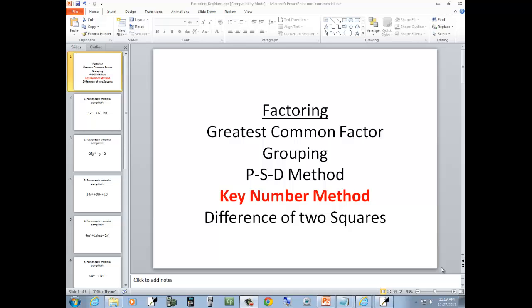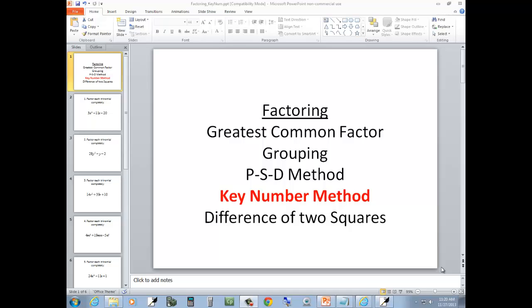PSD is 3 terms, a trinomial of the form x squared plus bx plus c. The important part there is you've got x squared, x, no number in front of your x squared. Then the key number. Key number is 3 terms, a trinomial of the form ax squared plus bx plus c. The important part here is we've got x squared, x, no x, and there's a number in front of our x squared. And then the last method is difference of squares, 2 terms with a minus.